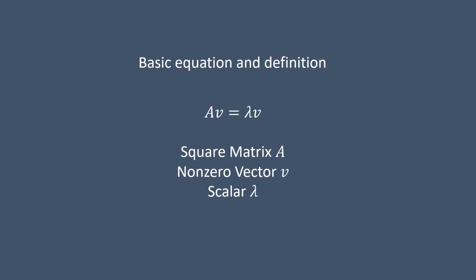Let A be a square matrix. If A times V is equal to lambda times V with a non-zero vector V and the scalar lambda, then we call V an eigenvector associated to the eigenvalue lambda. Note that if V is the zero vector, the equation is useless, therefore only non-zero vectors.